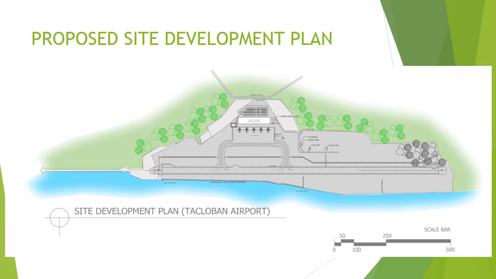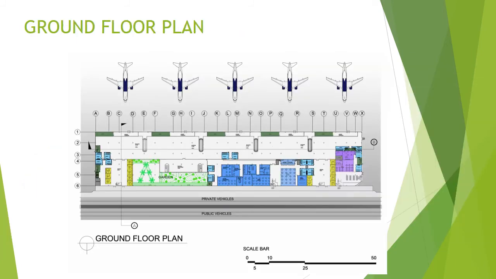A proposed sixth-floor control tower was also designed beside the passenger terminal building, and the future expansion for the site is also beside the terminal building. So this is the ground floor plan of the proposed Tacloban Airport.